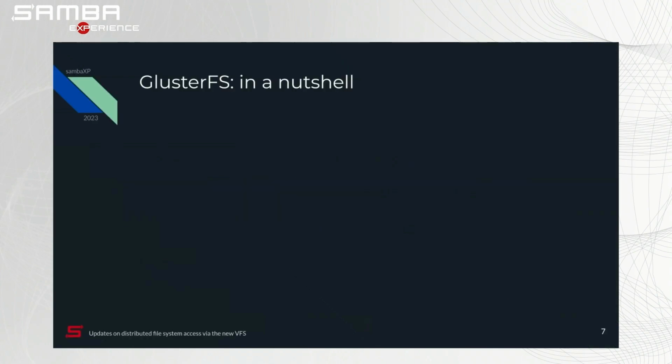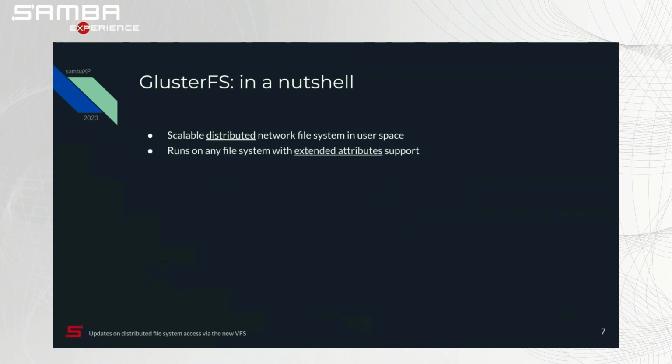So GlusterFS. GlusterFS is a distributed file system designed to be used in user space, that is, a file system in user space. It is scalable, flexible and completely open source, designed to run on any file system with extended attribute support. Various features of the file system include replication, quotas, snapshots, geo-replication and more.